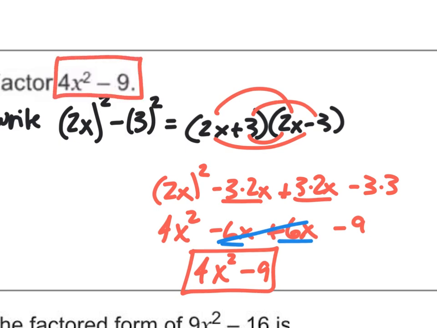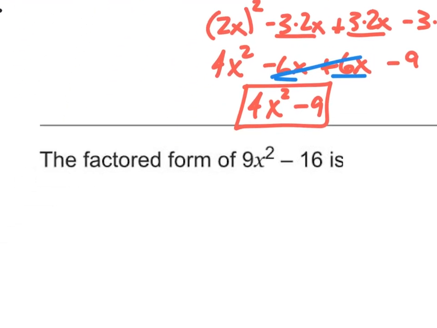And what I want you guys to realize is that if you have something squared minus something else squared, then you do the sum of the two times the difference of the two. You do the conjugates of each other, okay? So let's take a look at something else.